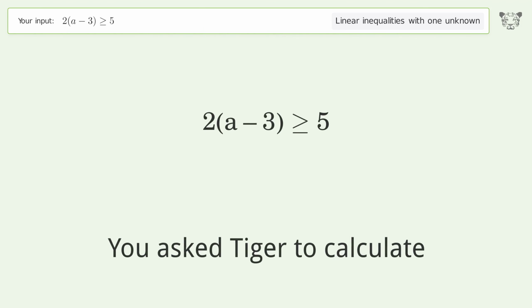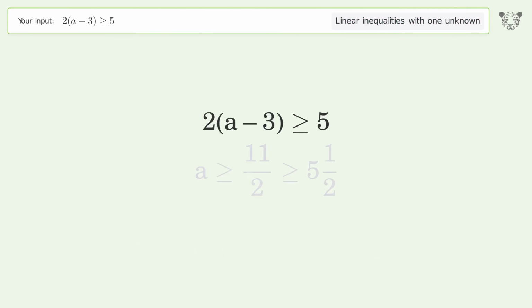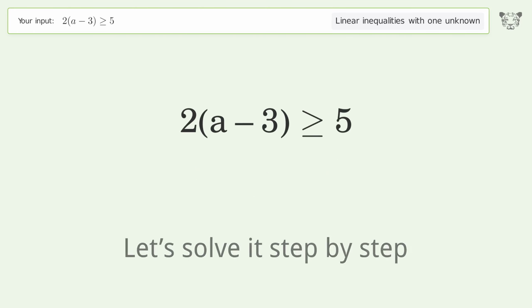You ask Tiger to calculate. This deals with linear inequalities with one unknown. The final result is a ≥ 11/2. Let's solve it step by step.